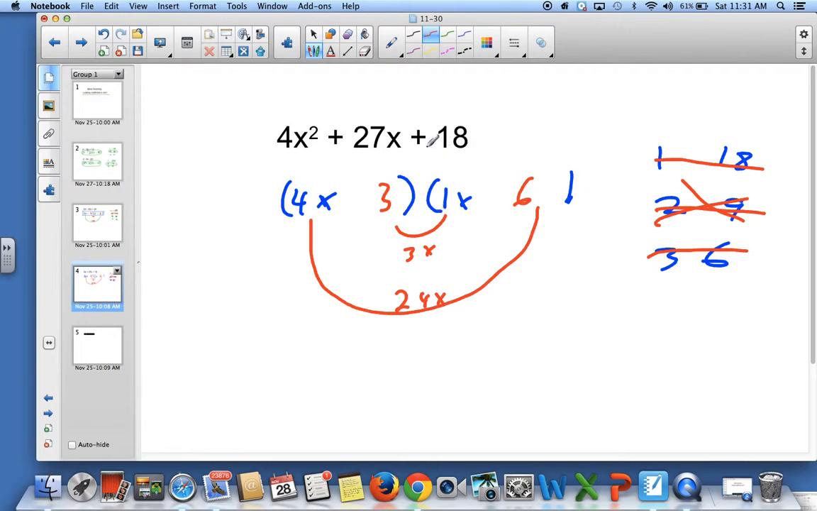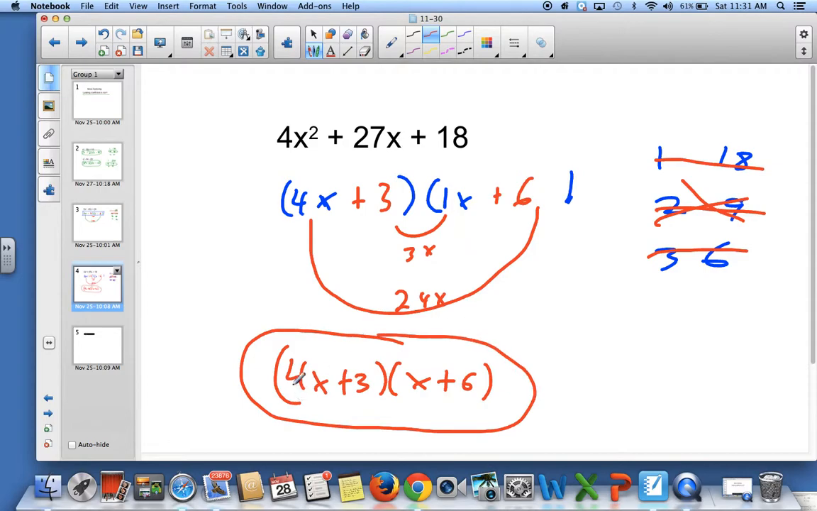The last thing is a plus, which means it's going to be plus, plus, or minus, minus. That's all. It can't be one of each. Since this is a plus, we know it's going to be plus, plus. So this is our answer, 4x plus 3 times x plus 6. And that's our final answer there. And when we did the FOIL, we're going to get exactly this.